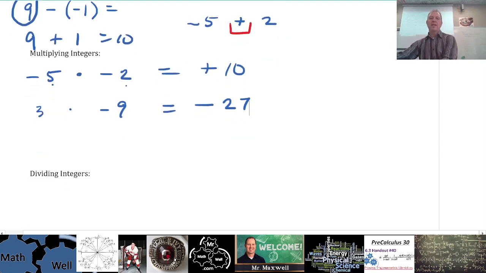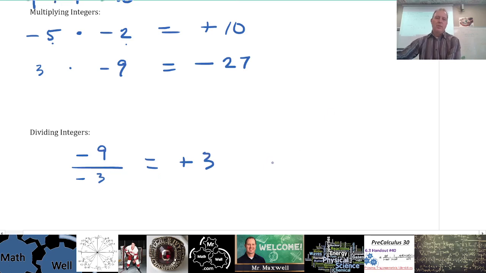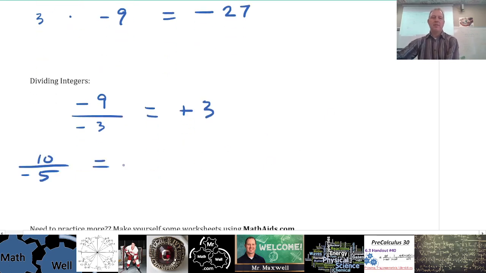Okay, and dividing is very similar to multiplying. We know this. Let's say negative 9 divided by negative 3 this time. So a negative divided by a negative is going to give you a what? It's going to be positive, and then 9 divided by 3 is 3. Okay? And then opposite signs will be negative, such as 10 divided by negative 5. That's going to be a negative answer, and 10 divided by 5 is 2. Negative 2. Good.